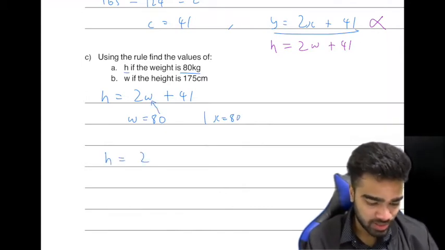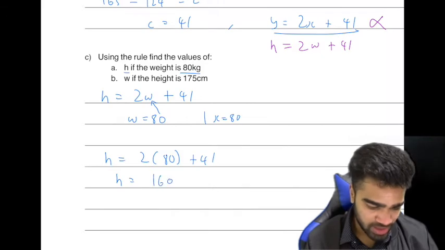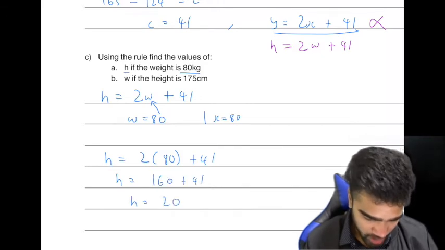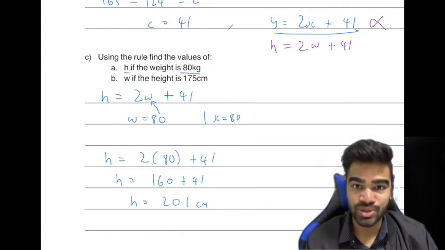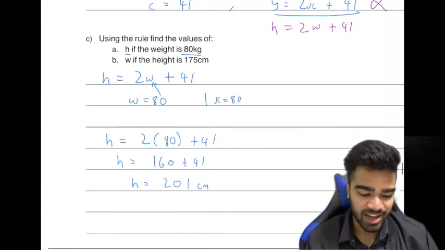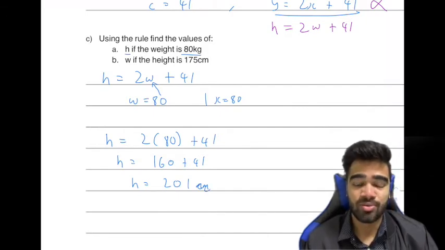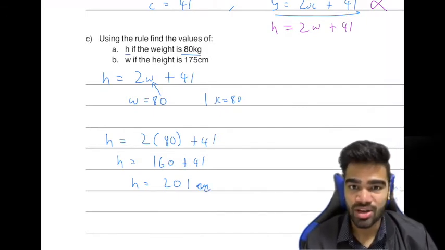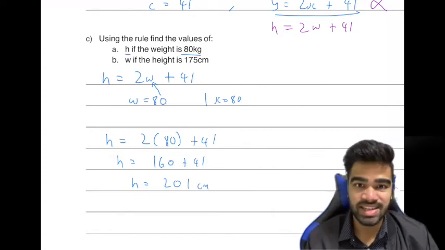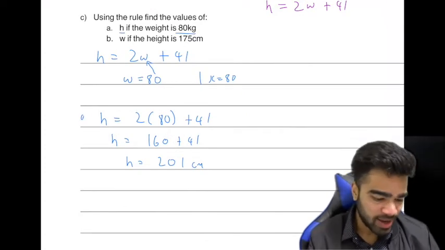So height is equal to 2 times 80 plus 41. So height is equal to 160 plus 41. Height is equal to 201 centimeters. Make sure you do units, right? Just find height. Height means there's height units, right? You can't just do 201 like that. What, 201 bananas, 201 apples, oranges? No, you have to put units, 201 centimeters. All right, that's part A.